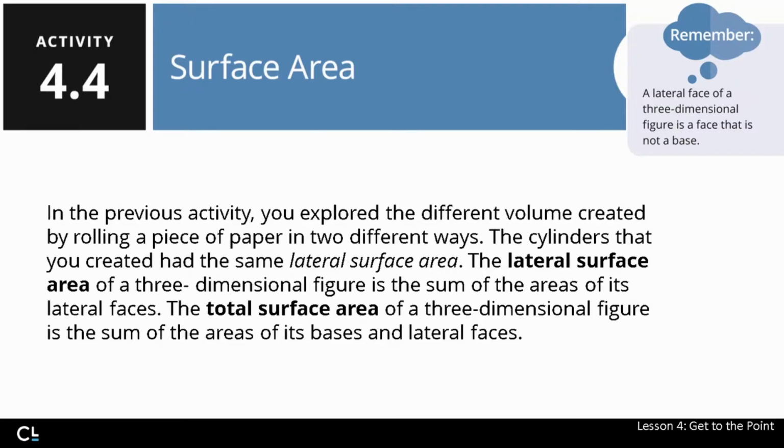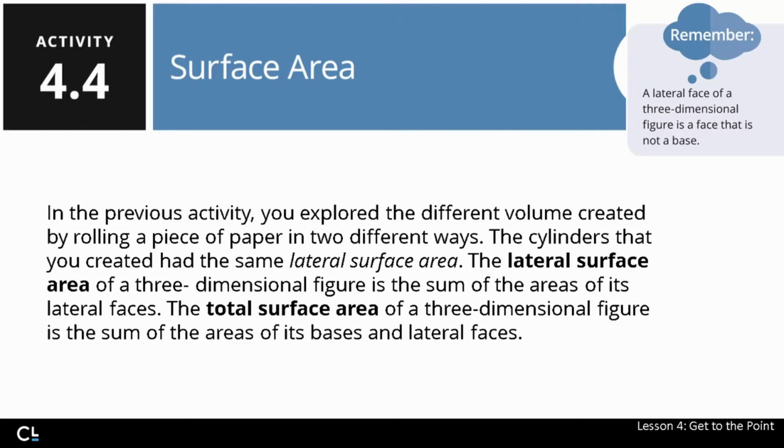It says, in a previous activity, you explored the different volume created by rolling a piece of paper in two different ways. The cylinders that you created had the same lateral surface area, right? The lateral surface area of a three-dimensional figure is the sum of the areas of its lateral faces, so the outside, not including its bases. So on a soda can, it would be the part where the label's wrapped around, right? That's the lateral surface area. Or on a can of soup, it's the part where the label's wrapped around it. The top and the bottom of that can of soup are not part of the lateral surface area.